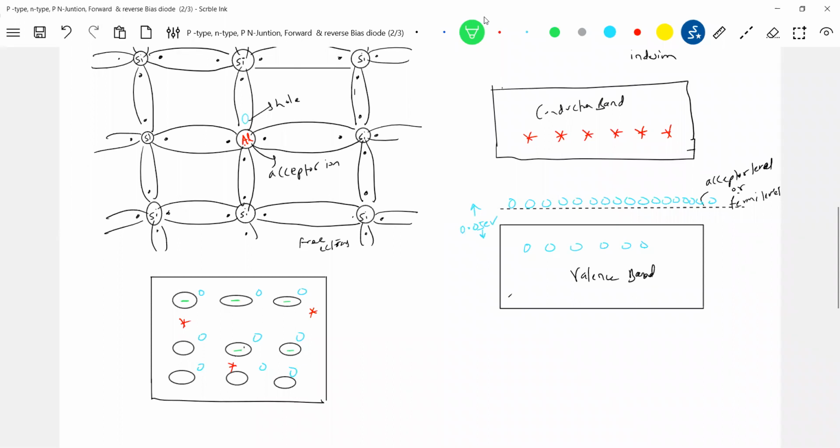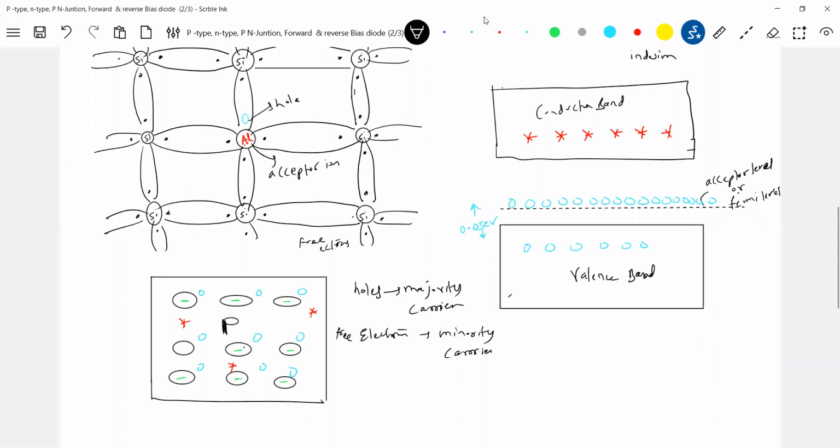So what is the net charge of this p-type semiconductor? It will be 0. So who are the majority carriers? Holes are majority carriers. What about electrons? Minority carriers. When I say electron, it is that free electron only. We are not bothered about valence electrons in the valence band. When I say electron, it's a free electron only.